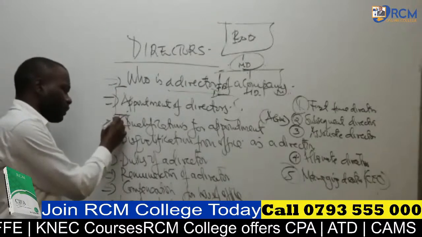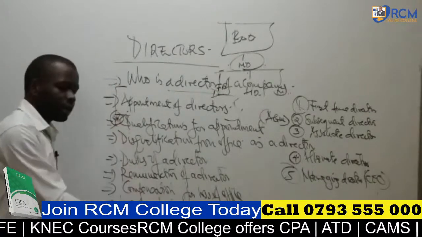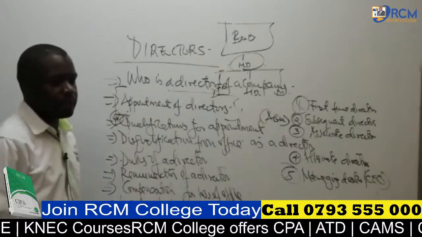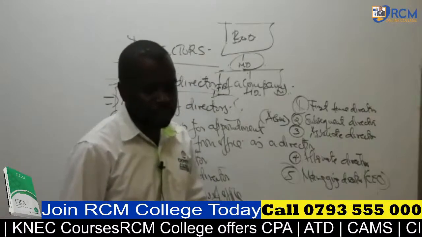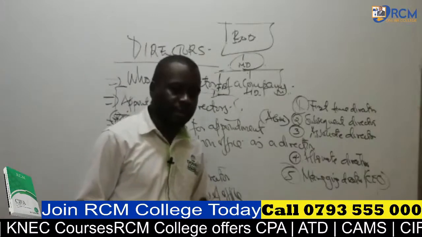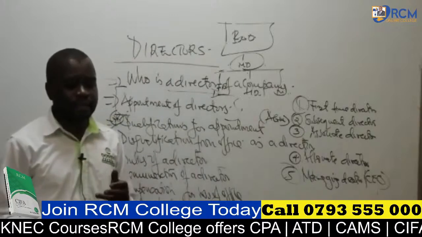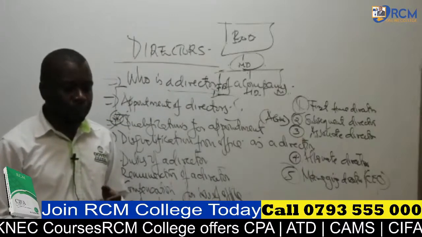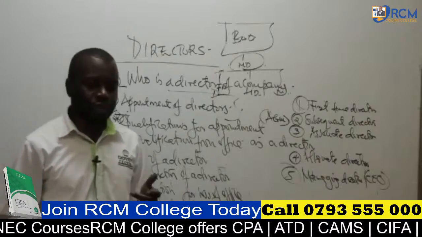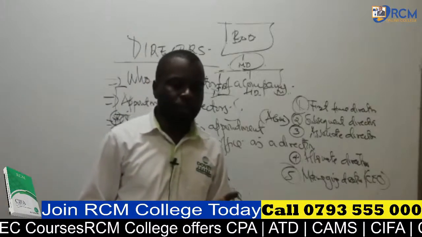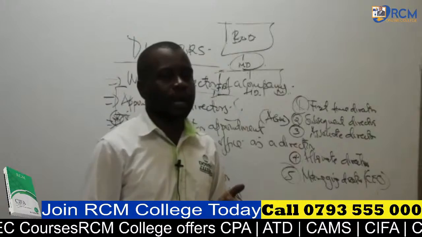So what are the qualifications before you can become a director of a company? They are normally just 3 key qualifications. Number 1, you must have attained the age of majority, that is 18 years. Number 2, you must have taken up what we call qualification shares. Then number 3, you must not have been declared bankrupt.